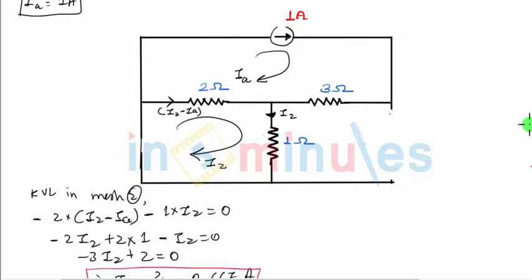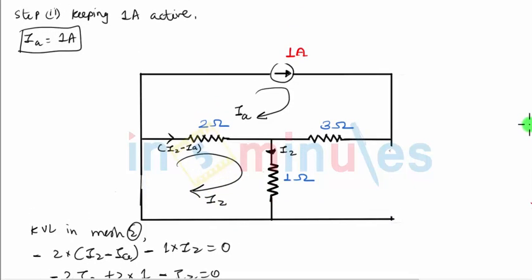Now we have to go through one last step, in which case we will keep that third source, which is the second current source, active, and we will replace the other two sources like we have done in this particular case.